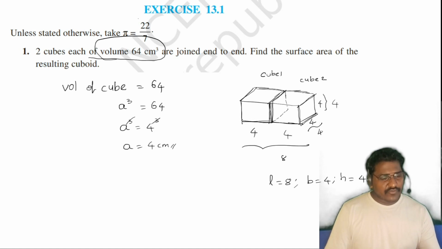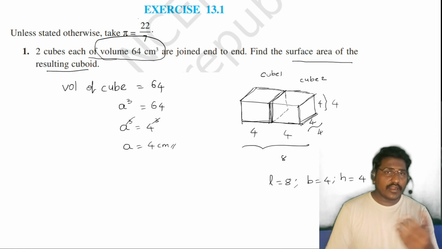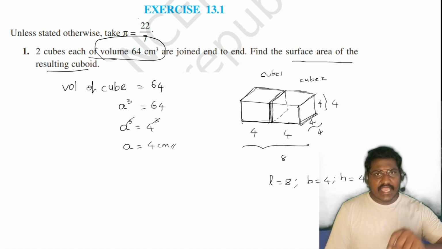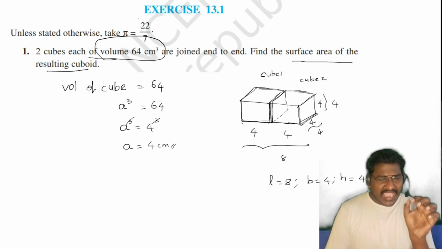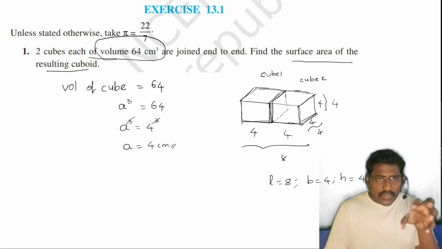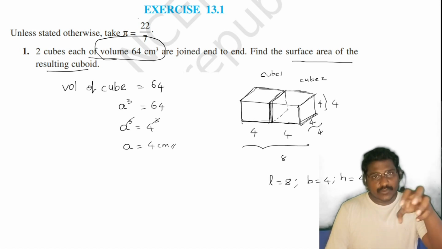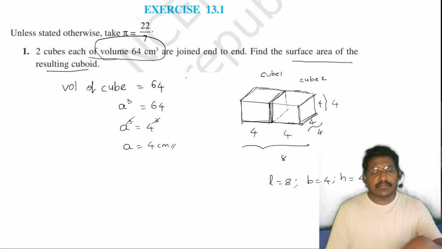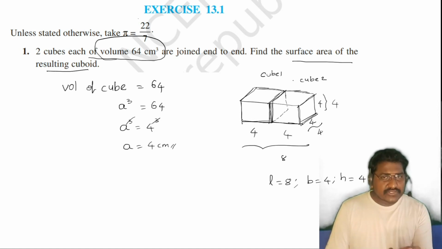Now we have to find the surface area of the resulting cuboid. But see here, he is not mentioning that you have to find total surface area or lateral surface area. If he is not mentioning it as total or lateral, you have to take it as total or lateral surface area as per the situation. Here, since all the surfaces are accessible, that means all surfaces can be touched, surface area means total surface area.